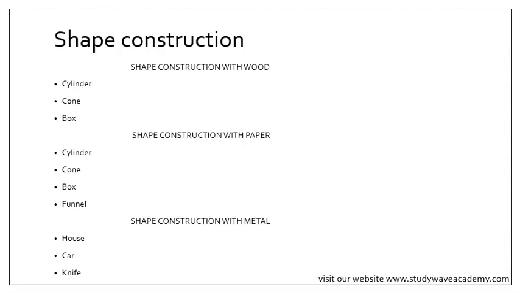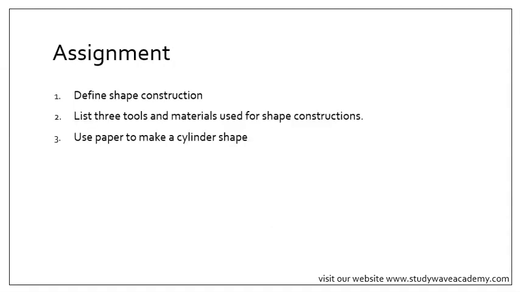So next we're going to be looking at our assignment. I'm sure we're going to be able to do our assignment, right? Define shape construction. List three tools and materials used for shape constructions. Use paper to make a cylinder shape. It's easy, right? And we're going to be able to do it. Okay, that is good.